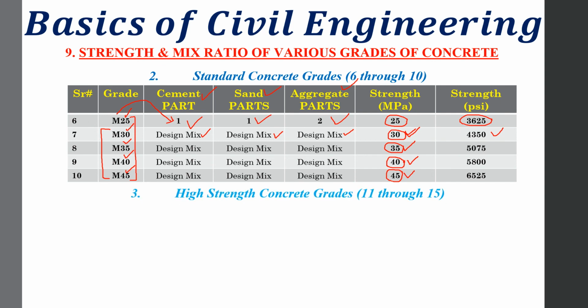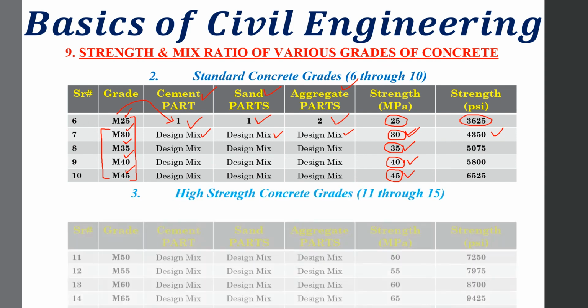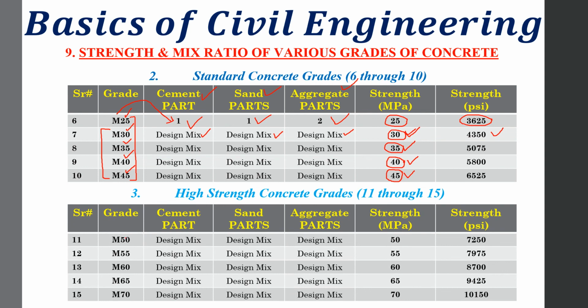So next we have high strength concrete grades number 11 through 15, that is M50 through M70. Their strength will be 50, 55 megapascal, 60, 65, and 70. For all of the high strength concrete grades, you will design the mix for every part, cement, sand, and aggregate. And their strength will correspond to their second name, that is M. M means mix. You will design the mix, but their strength must be 50.